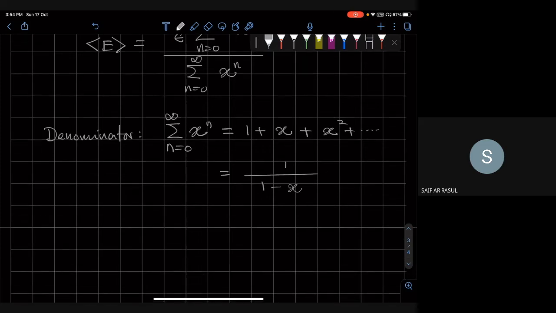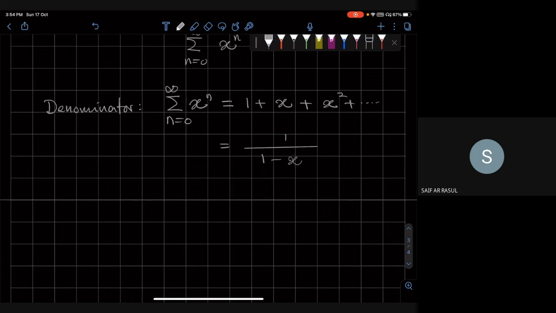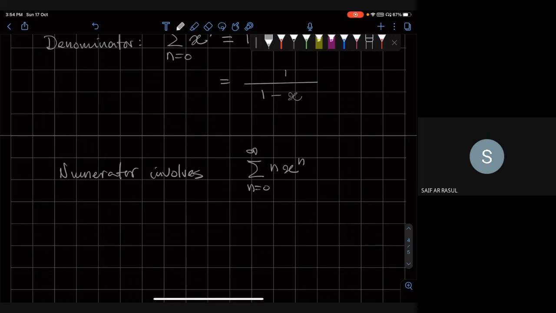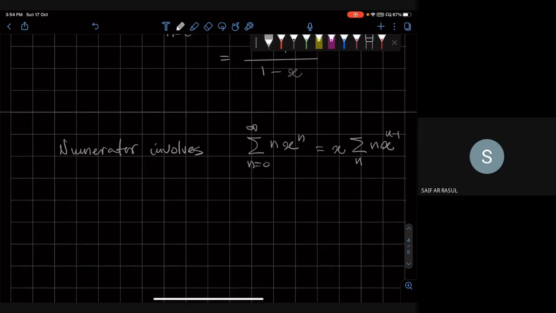So what about the numerator? We can actually derive the numerator from the denominator. So note that we can derive the numerator from the denominator. The numerator involves the sum over n from 0 to infinity of n times x to the power n. But this thing we can write as, we can factor out one power of x, and then we have n times x to the power n minus 1. I'm not going to write the limits, it's the same limit.